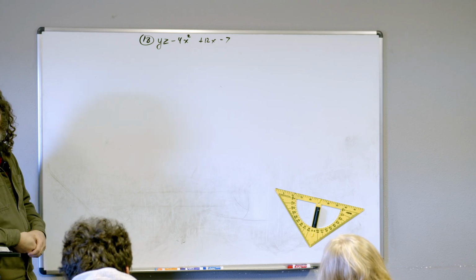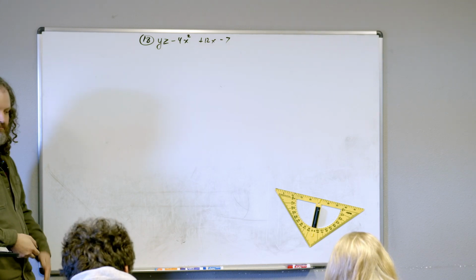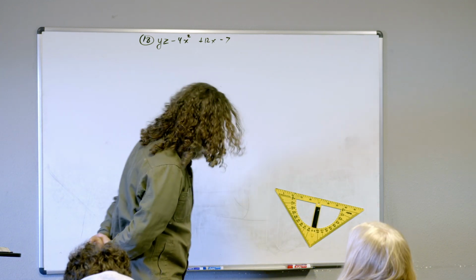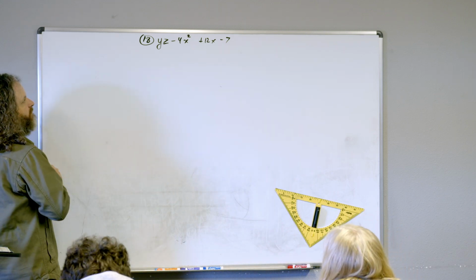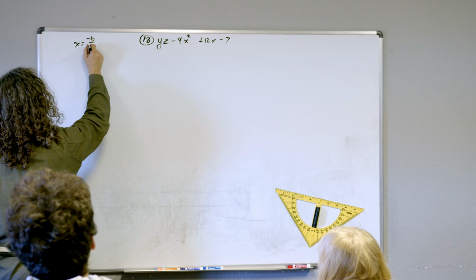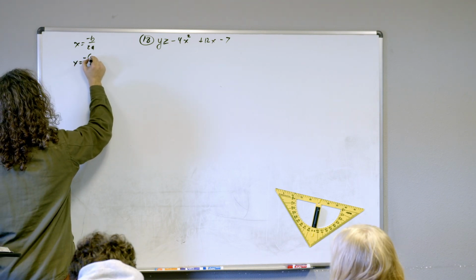So, what? I think finding the vertex sounds like a great idea. What's the formula for that? Negative b over 2a. Let's go. I finally got it. Something better.